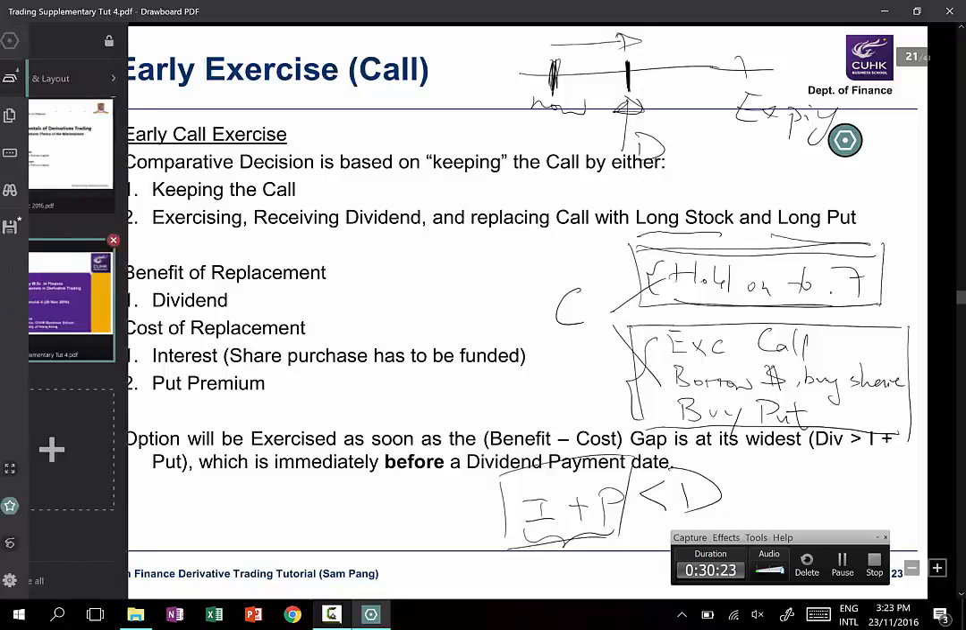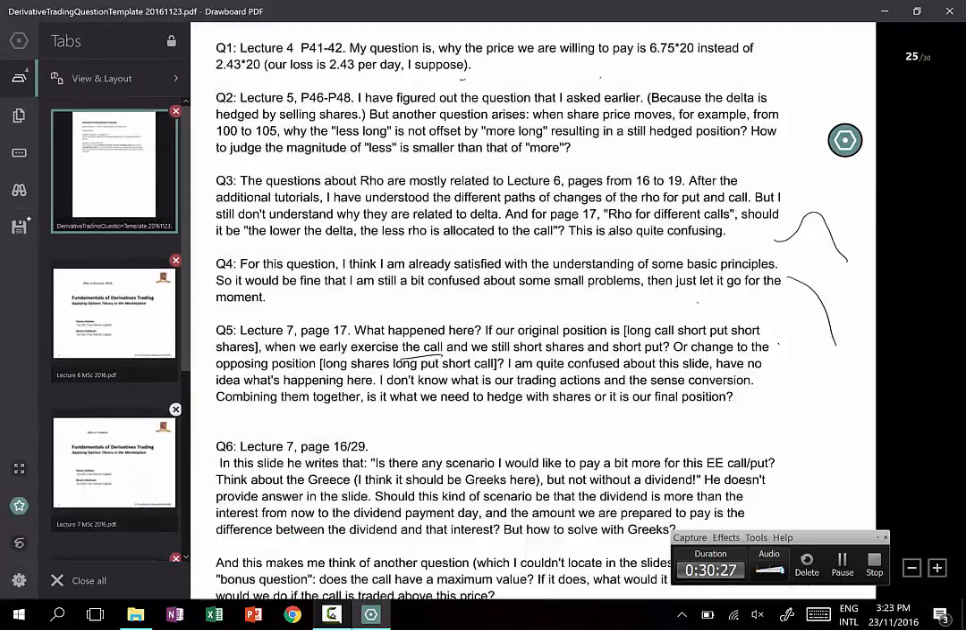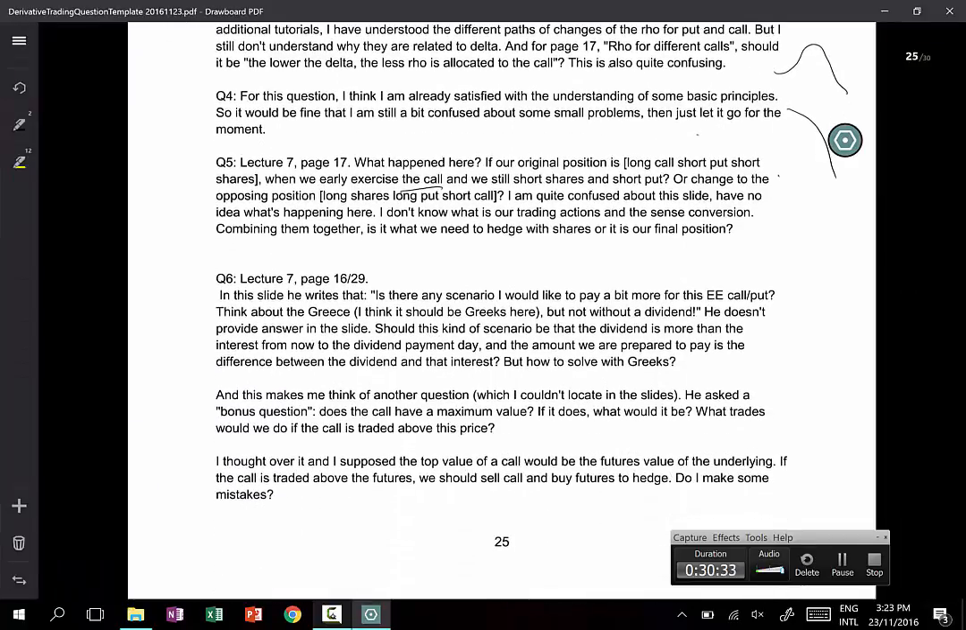Okay, let's have a look at the next one. So question 6. In this slide, he writes: is there any scenario I would like to pay a bit more for this early exercise call or put?